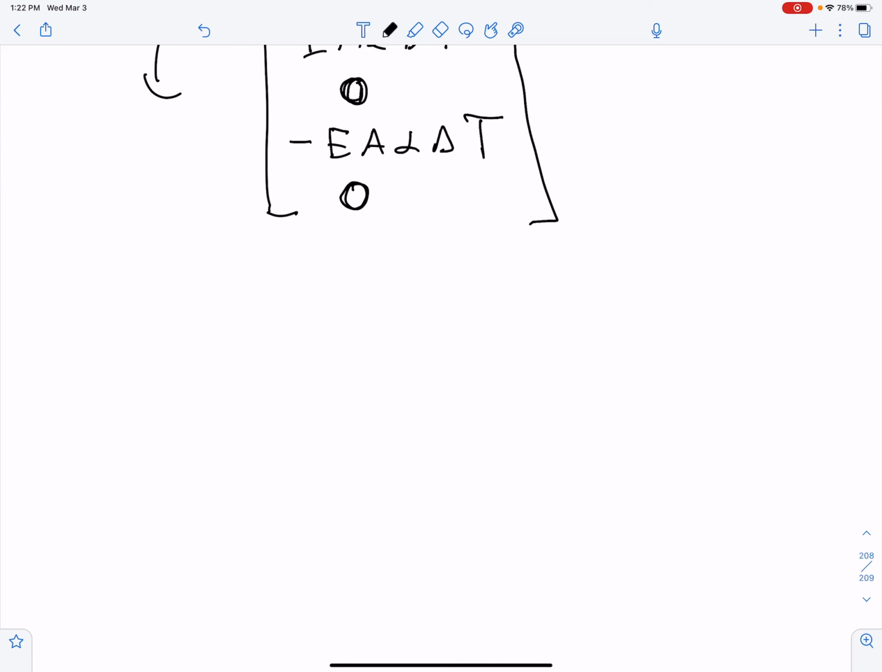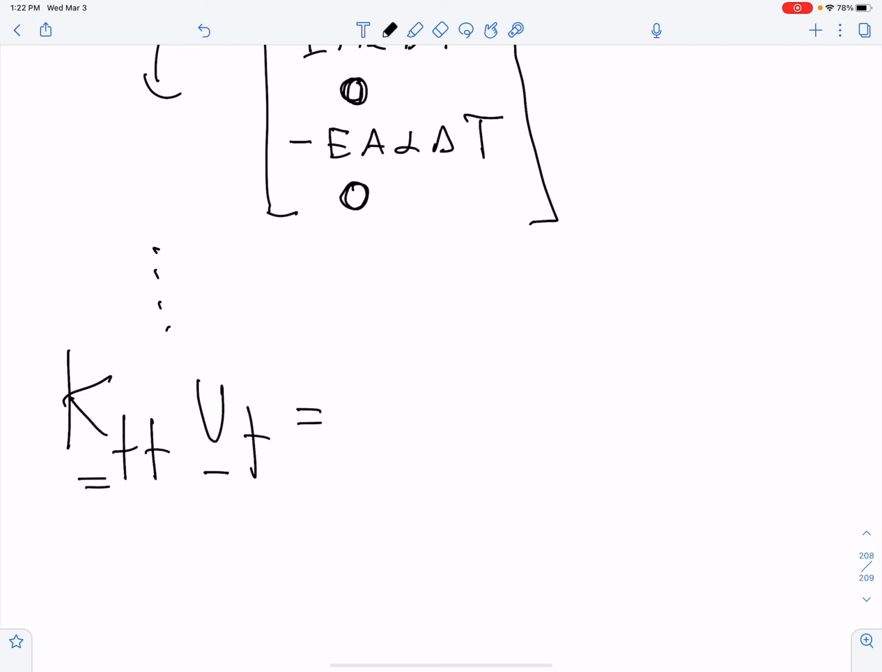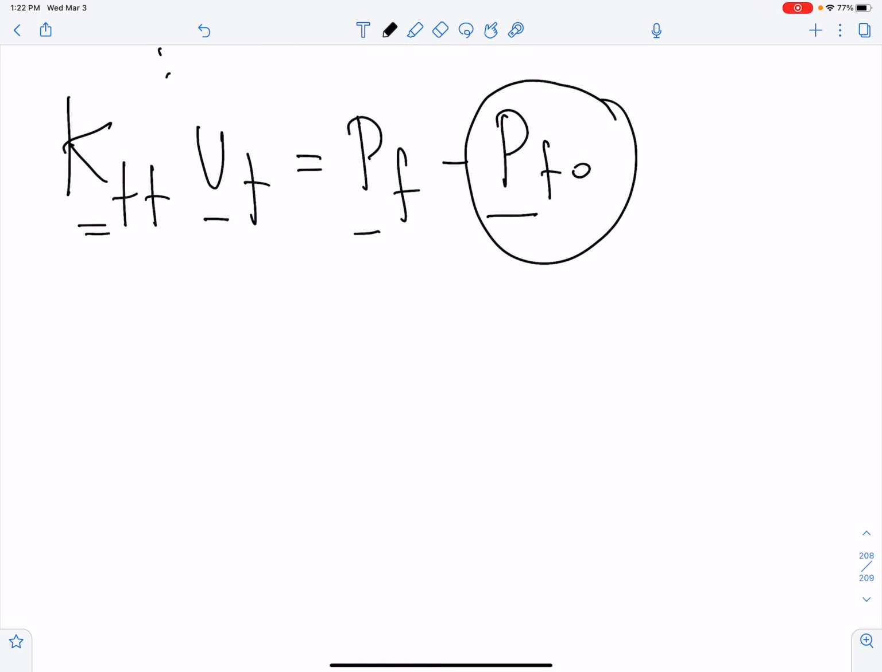And now that you have that, your analysis proceeds as before. You set up a system KFF UF equals PF, you subtract PF0. These are the forces that are coming from distributed load, including temperature load. And then you assemble PF0, assemble element by element, like you do everything else.